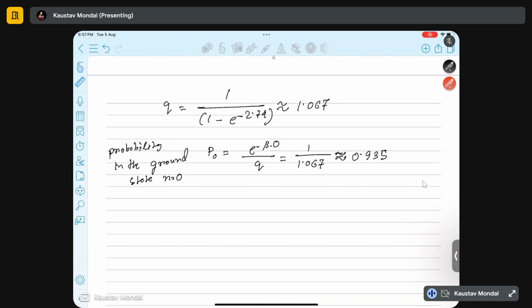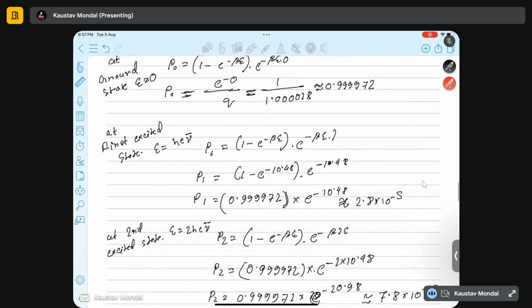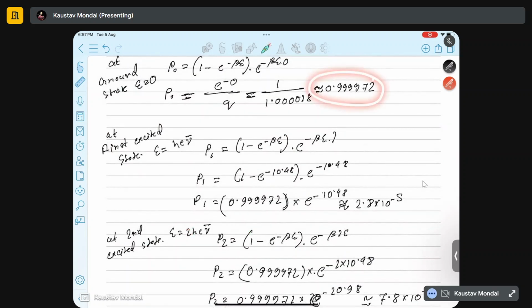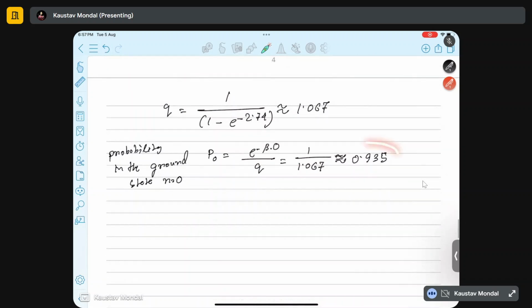Okay, so previously it was very close to 1. The value at 298 Kelvin was 0.997, very close to 1, right? But here you can see it's 0.90. That means a significant amount of particles, molecules, you can say, has moved towards higher vibrational states compared to the previous case. Okay, so that we'll see.